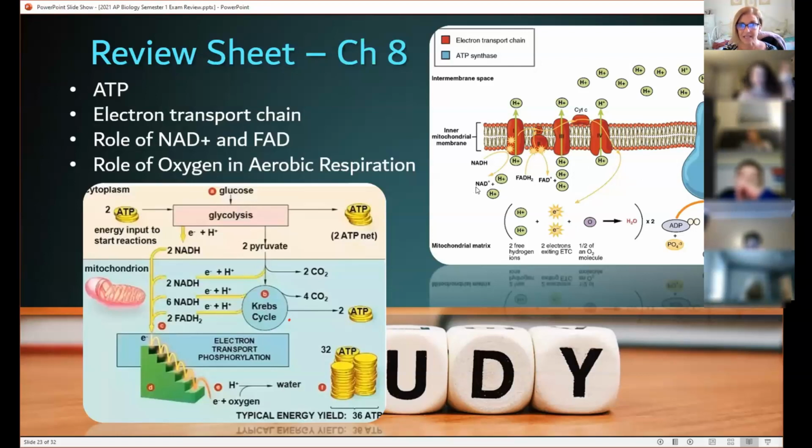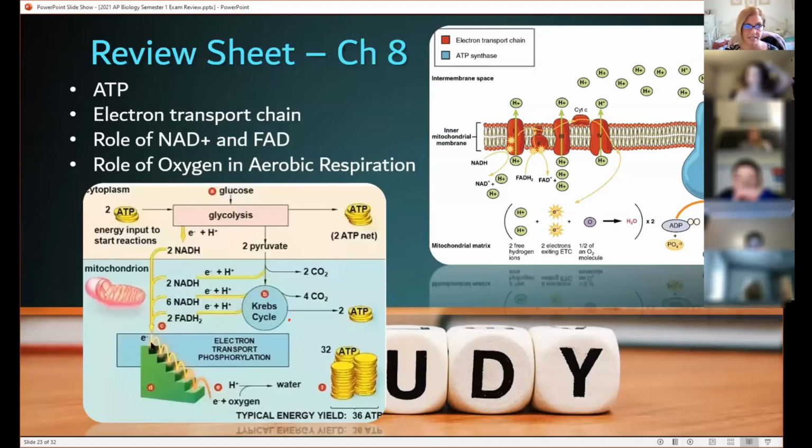Notice NADH is going in here. It will power 1, 2, 3 pumps. FADH2 goes in here. It only powers 1, 2 pumps. Thus, NADH goes in at a higher energy level because it's losing energy all along the way. FADH2 goes in at a lower energy level.